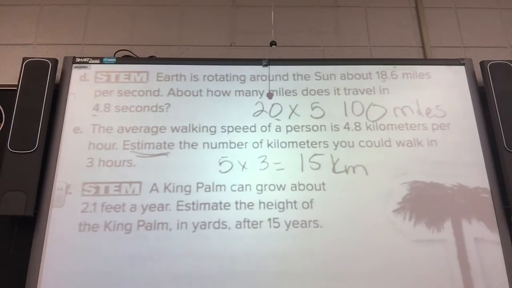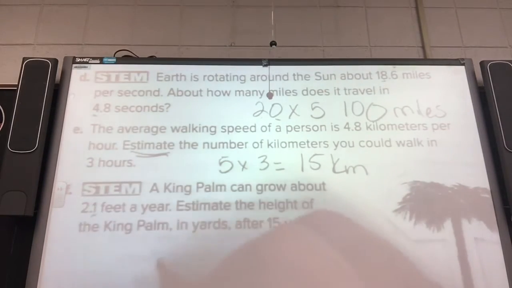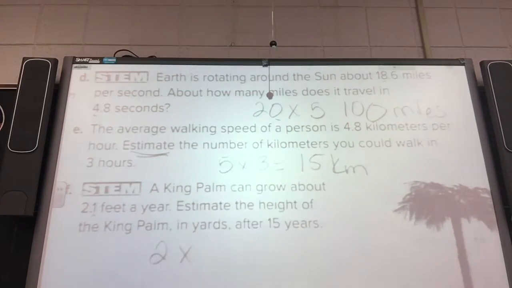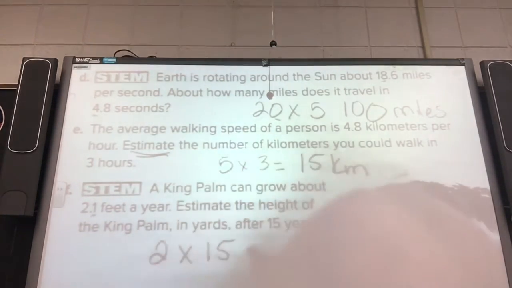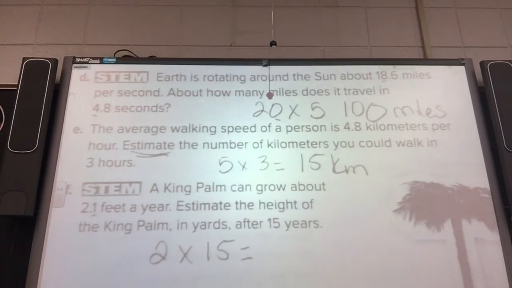And the last one, a king palm can grow about 2.1 feet. 2.1 is closer to 2 a year. Estimate the height of a king palm in yards after 15 years. So 2 times 15 years would be about 30 yards.